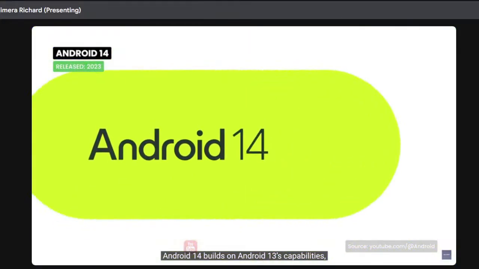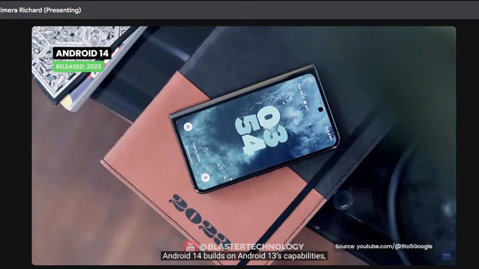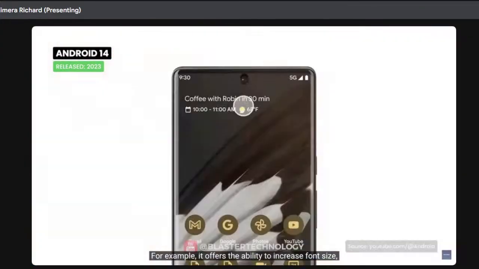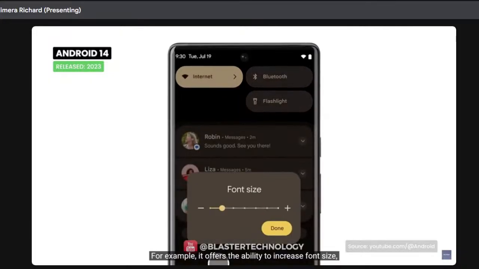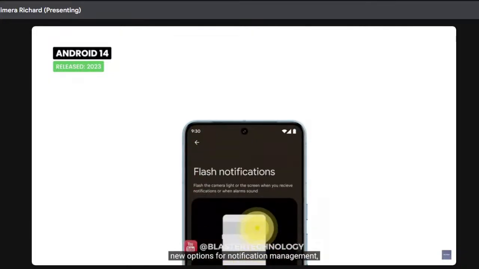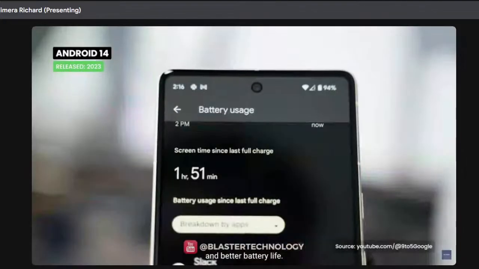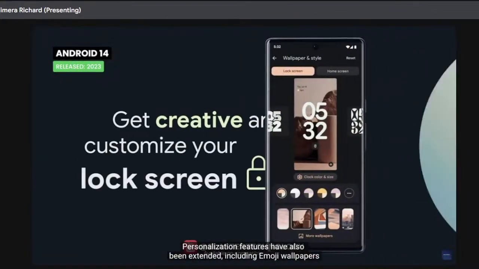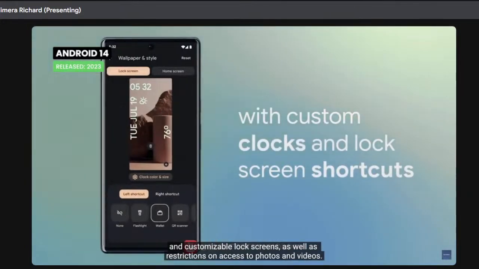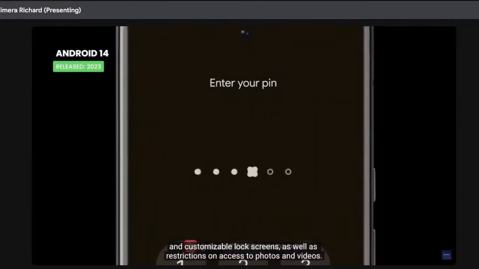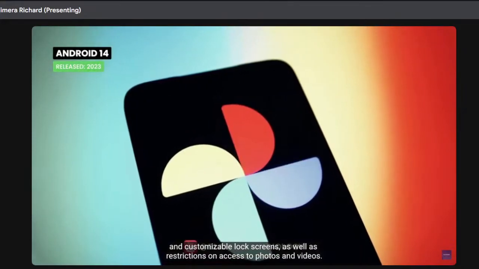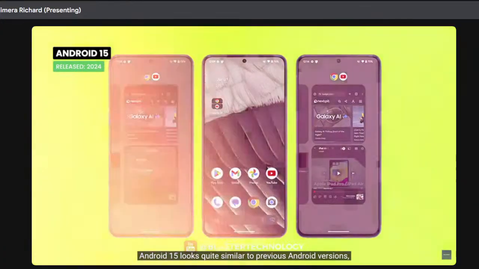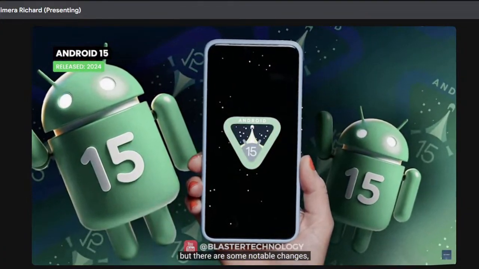Android 14 builds on Android 13's capabilities, introducing features that improve user comfort and customization. For example, it offers the ability to increase font size, new options for notification management, and better battery life. Personalization features have also been extended, including emoji wallpapers and customizable lock screens, as well as restrictions on access to photos and videos.